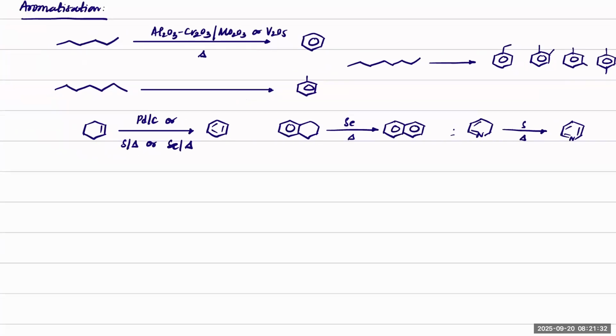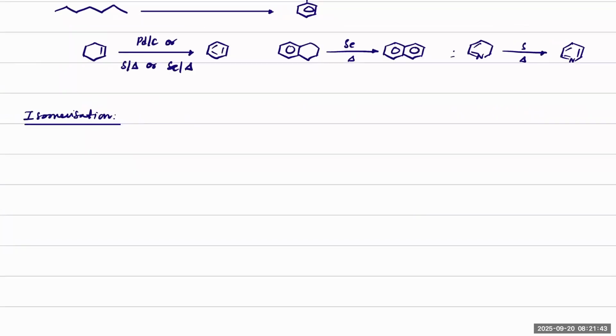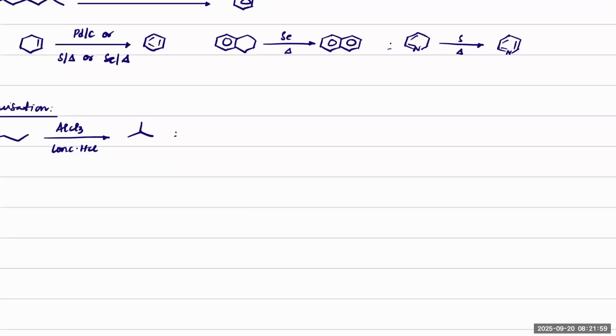Lastly, isomerization. Isomerization reaction is observed using concentrated HCl and AlCl3. If you have 4 carbons here with AlCl3 in concentrated HCl, you will notice that the methyl will get substituted like this. In fact, if you have 5 carbons, with AlCl3 and concentrated HCl, the methyl will keep on moving to multiple locations like this.